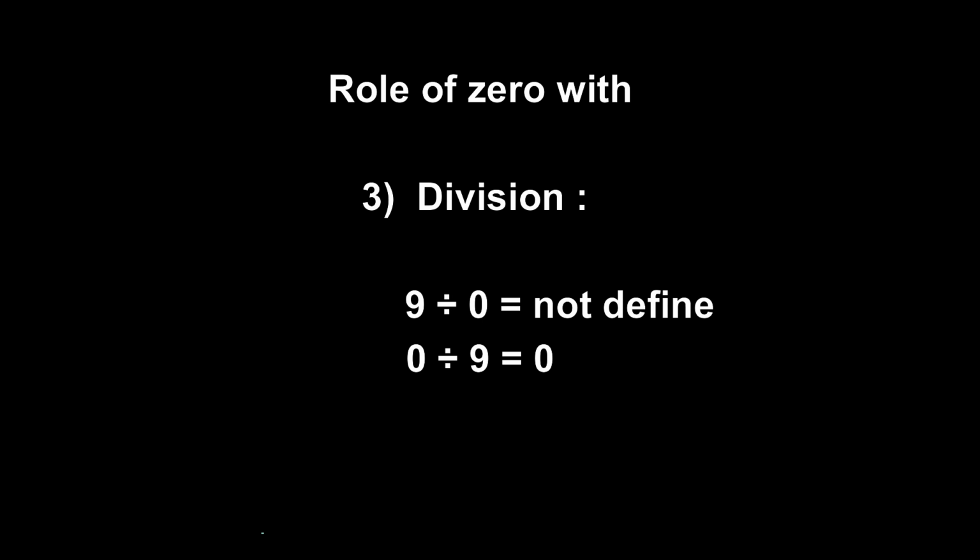0 is a neutral number. So when you divide 9 divided by 0, you will never get an answer. It is not defined. But when you divide 0 divided by 9, you get an answer as 0. So this is also an important MCQ question. It can be asked in the exam, that 9 divided by 0 is equal to dash. There will be options given to you. Then you have to choose the correct option.